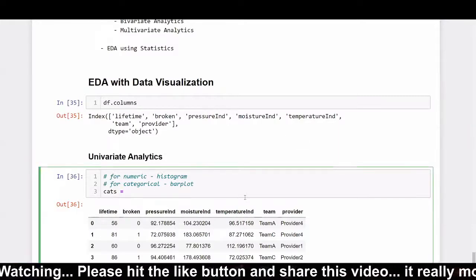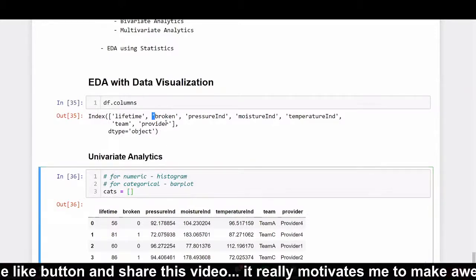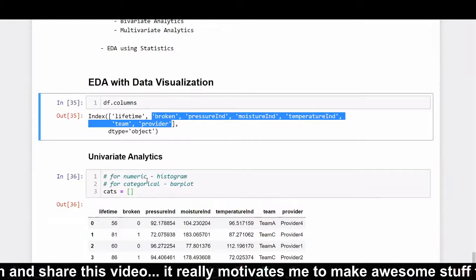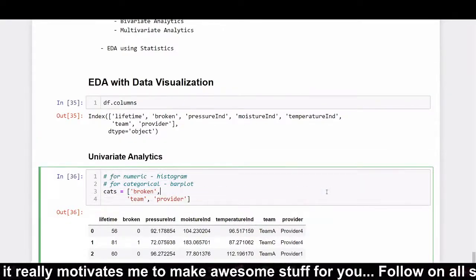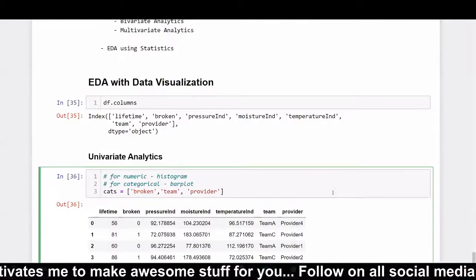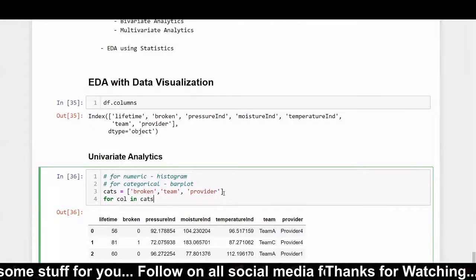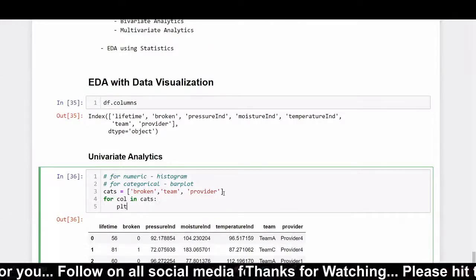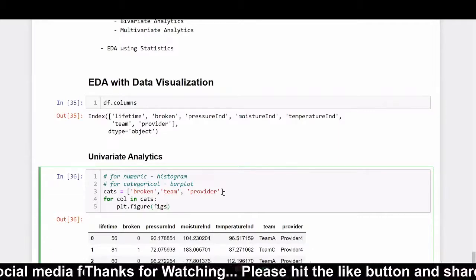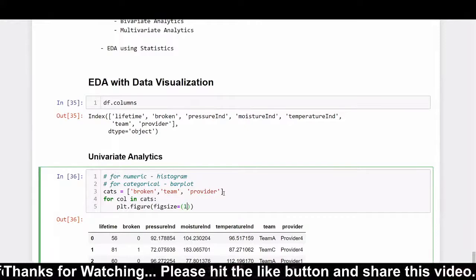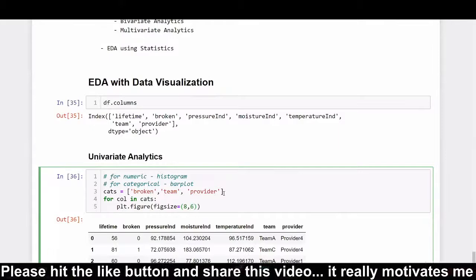So yeah, coming back here. First, let's do the analysis of categorical, which, as we know, broken, team, and provider are the categorical attributes, right? The rest, pressure and temperature, are more of numeric attributes, right? These are three categorical. So we can simply say, for calling cats, that means for each of the columns, we can do plt.figure, figsize equals, let's say maybe 8 by 6, right? 8 by 4.